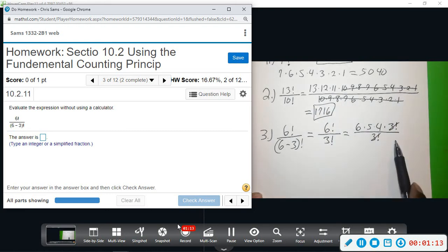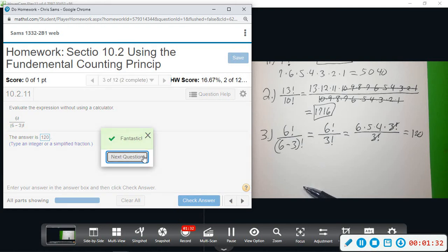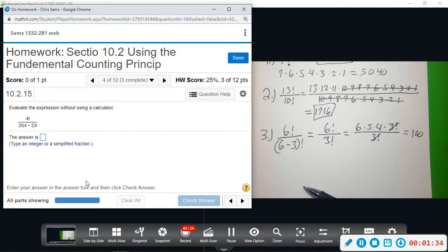Save yourself some writing. And then we just do 6 times 5 times 4. So we can do 5 times 4 is 20. 20 times 6 is 120. And so it becomes really nice that you can do it without a calculator. Alright.